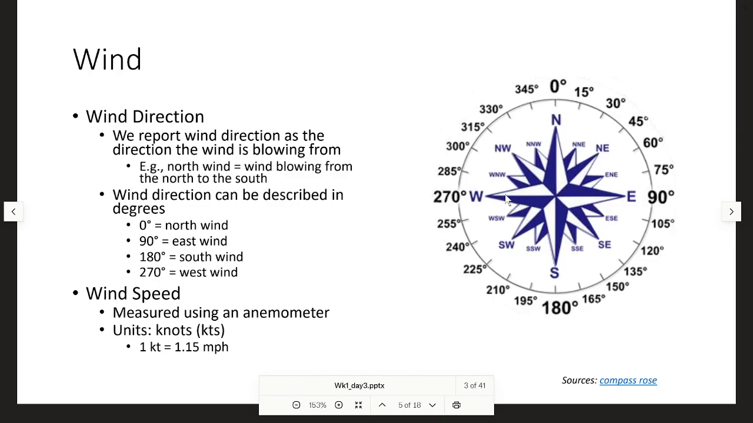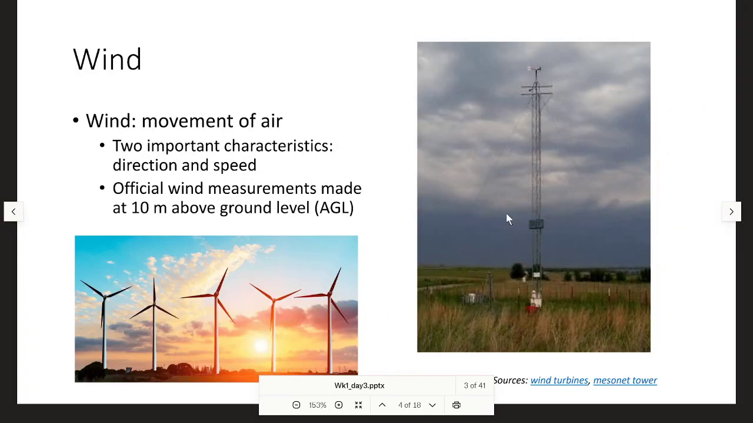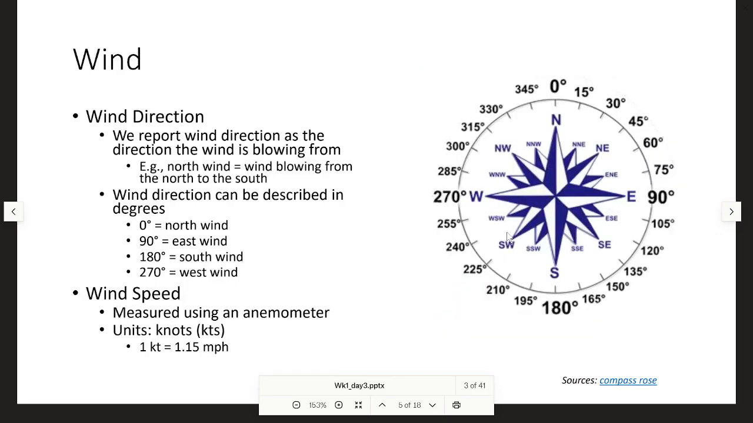And we measure wind speed using an anemometer. It's like this little swirly thing. So you see up here, we have this little thing that measures wind. We have ones called sonic anemometers that can measure it pretty precisely. And we use units of knots. So 1 knot is equal to 1.15 miles per hour. If you want to convert to miles per hour, you just take knots and multiply it by 1.15. So knots are just slightly faster than miles per hour.